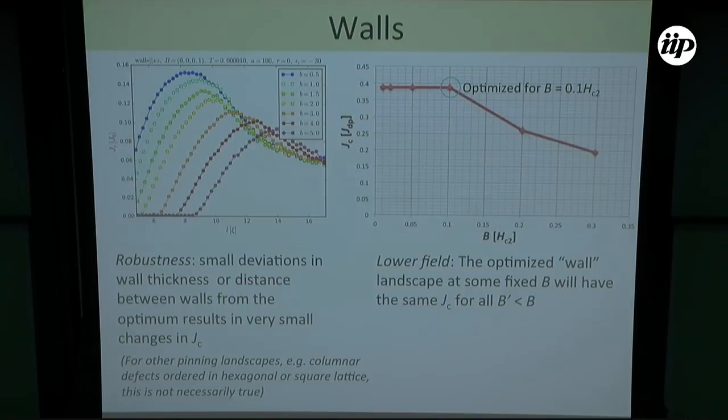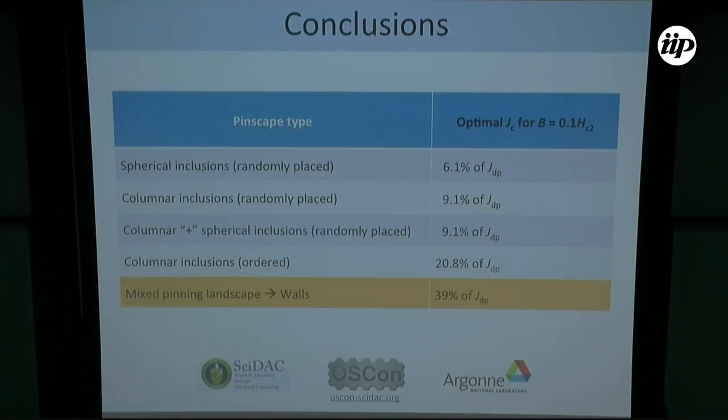And as a conclusion, I would like to show you again this table with the last result. It basically goes from 6% for spherical defects to 40% for an arbitrary mixed defect, which leads to walls due to our algorithm, and which is the evidence of the best possible landscape for maximal critical current, in this approach at least.